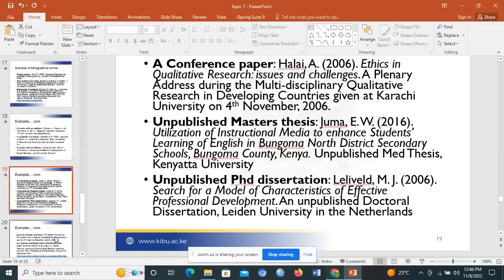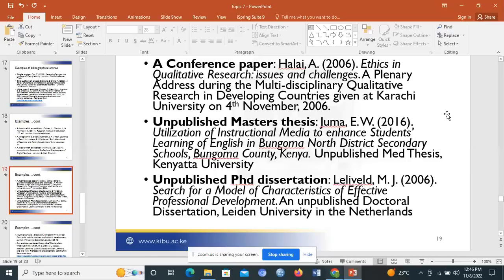I want us to go on to a conference paper. We read a conference paper and we found there certain information which we used in our work, to document that information. Now, we have the surname of the author. We have the initials of the author's names. We have the year of publication. We have the title of that presentation. And then we say where the publication was done and the date when it was done, in the year.